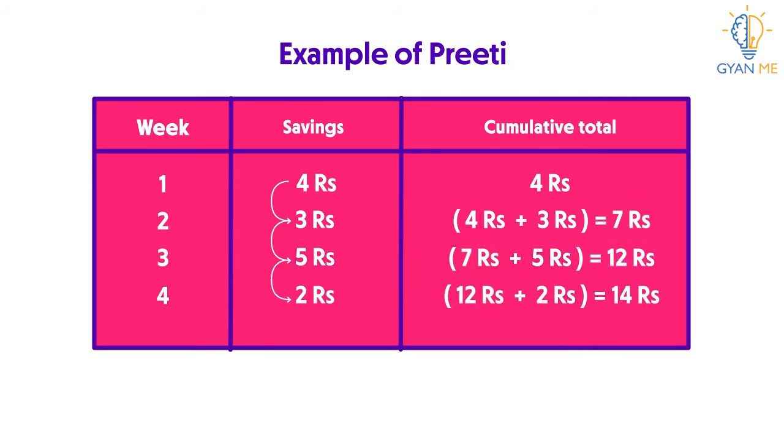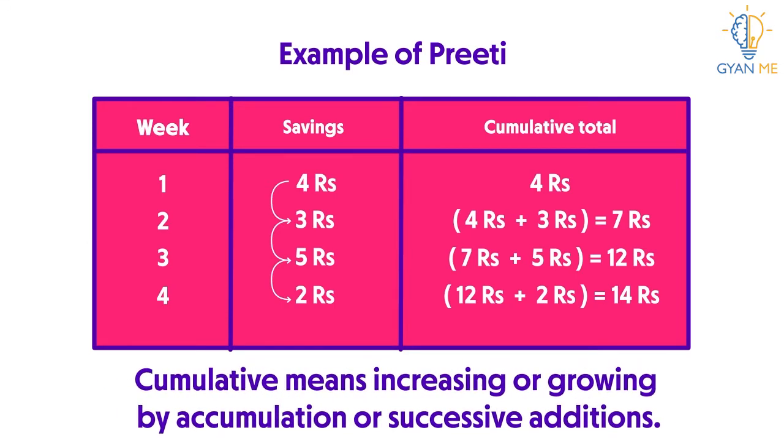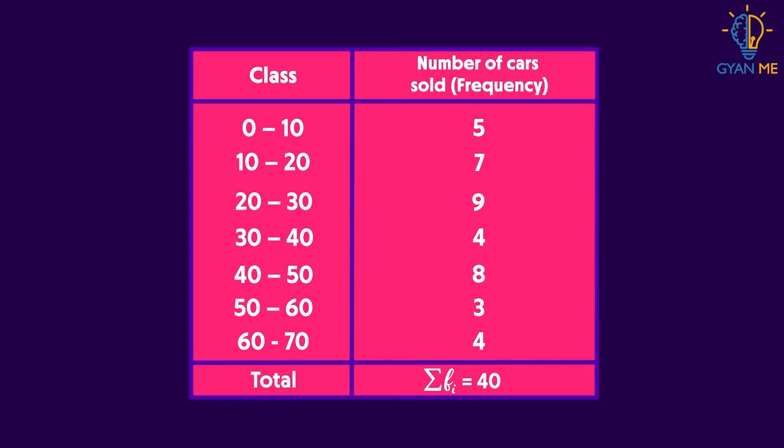So we can say that each week some rupees from the savings keep on increasing or get accumulated in her piggy bank. Usually in such a condition we say it is the cumulative savings, or the accumulated savings. Thus cumulative means increasing or growing by accumulation or successive additions. So now let us see this concept in statistics also.